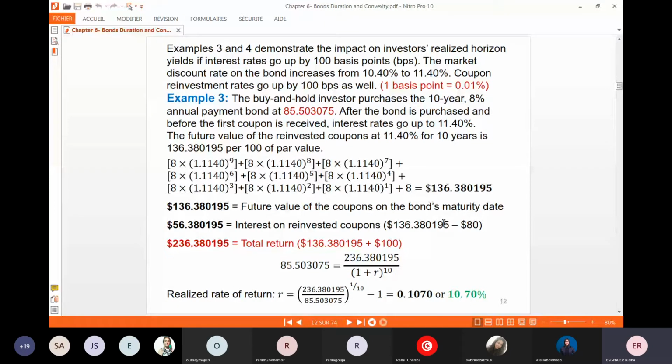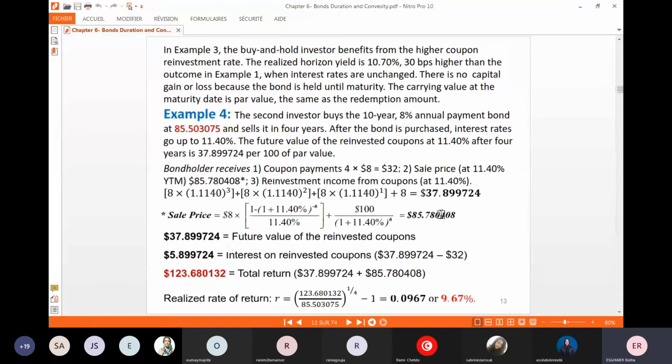Let's take the case of the second investor who will sell the bond 4 years after the purchase date. In this case, he will receive $8 annually. If we assume that the market interest rates, which are the reinvestment rates of any cash available, will increase by 100 basis points, which will be 11.4, the bondholder will receive $8 at the end of each year during 4 years. He can reinvest them at 11.4.